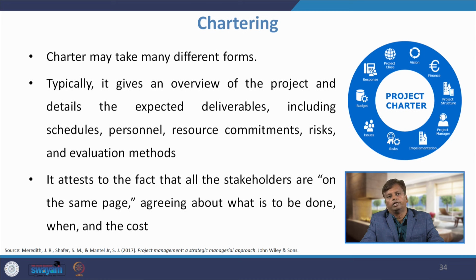Typically, it gives an overview of the project and details the expected deliverables, including schedules, personnel, resource commitment, risk and evaluation methods. So, chartering attests to the fact that all the stakeholders are on the same page, agreeing about what is to be done, when it is to be done and what will be the cost.